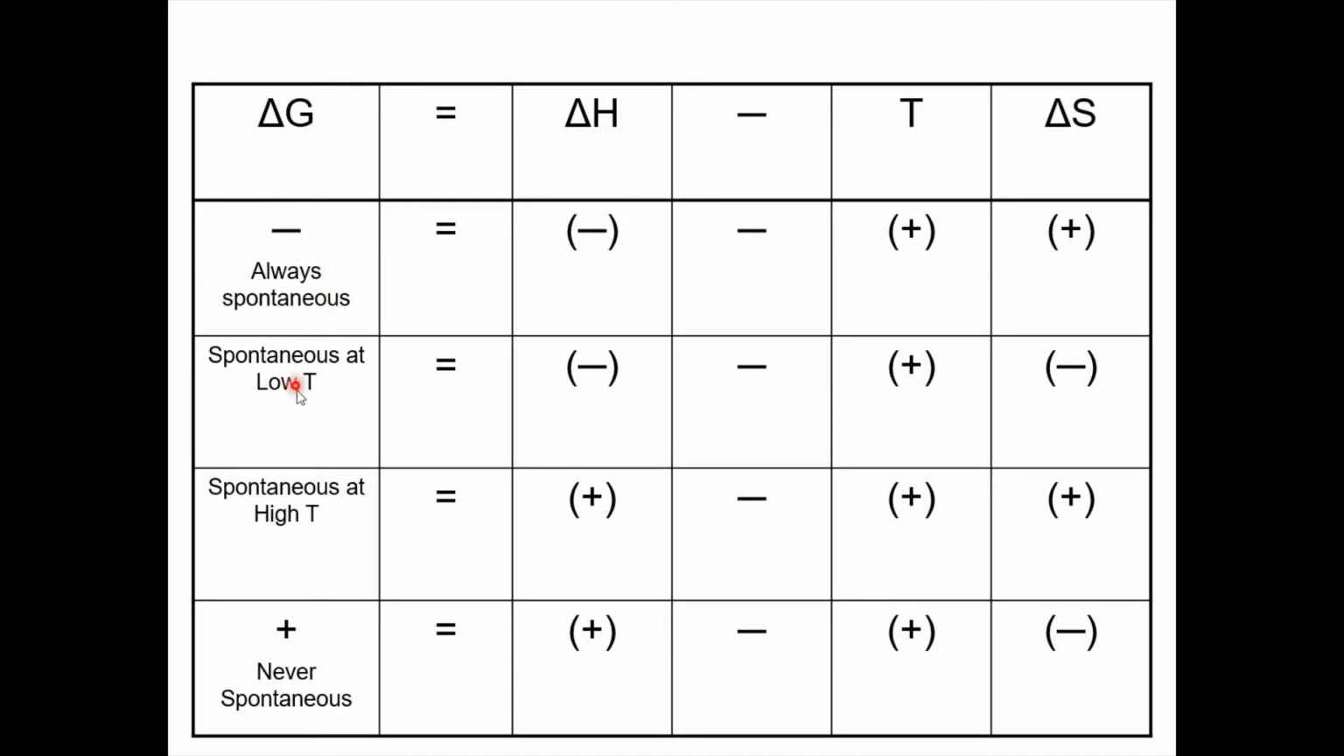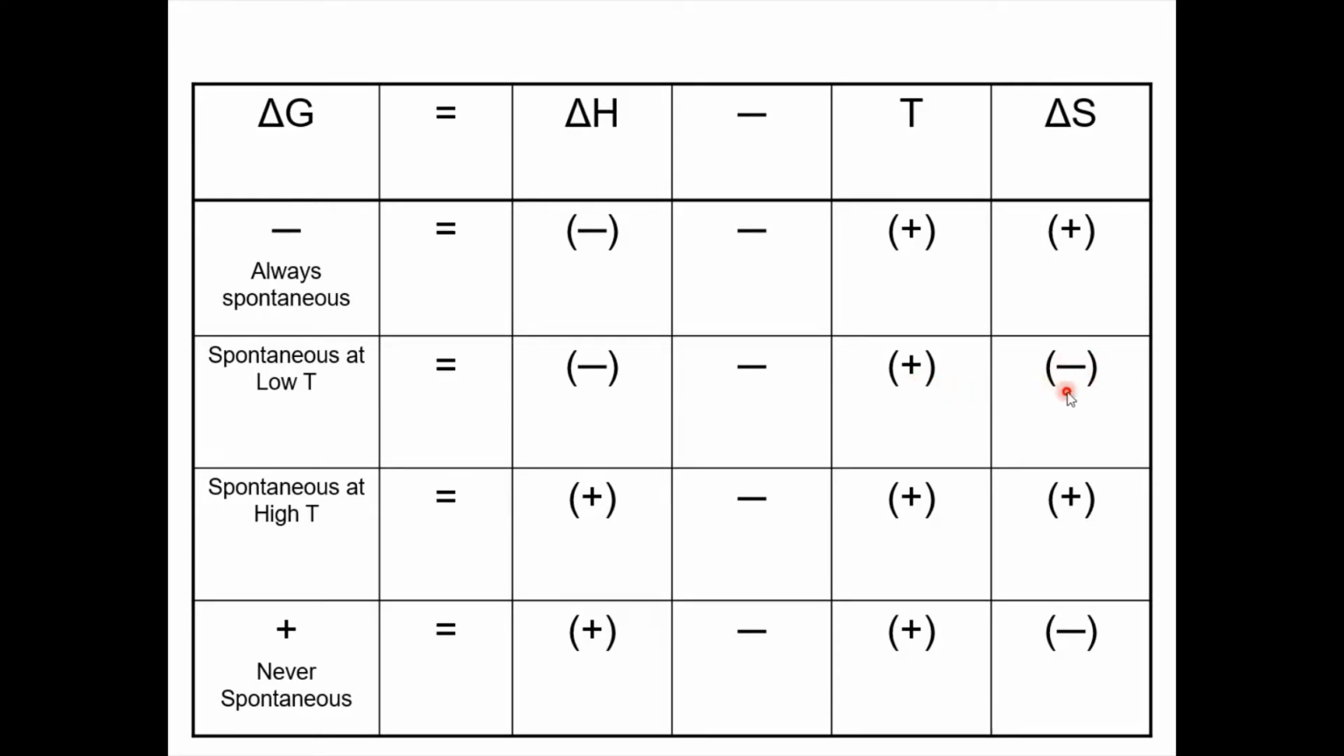Now, the other one's a little trickier, because when the signs are the same on both of them, delta H and delta S, there's times when your reaction is spontaneous and times when it isn't. Okay, so let's take a look at this one here real quickly. In order to get a negative delta G, what you're going to do is start with a negative number. Then you're going to subtract a negative number. So whether you end up with a positive really depends on whether the first negative is bigger or the second negative is bigger, right? The T times delta S.